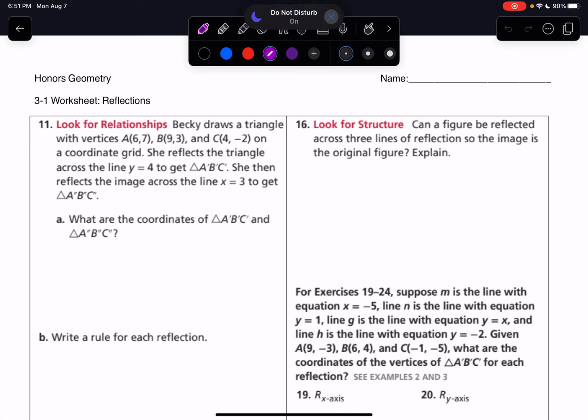Hi, everybody. It is time for us to start looking at everybody's favorite chapter, the transformations chapter. So we're going to start here with lesson 3-1, which is reflections.